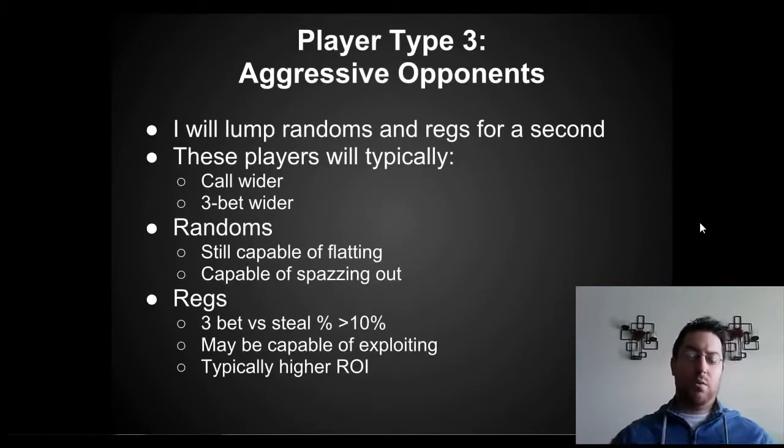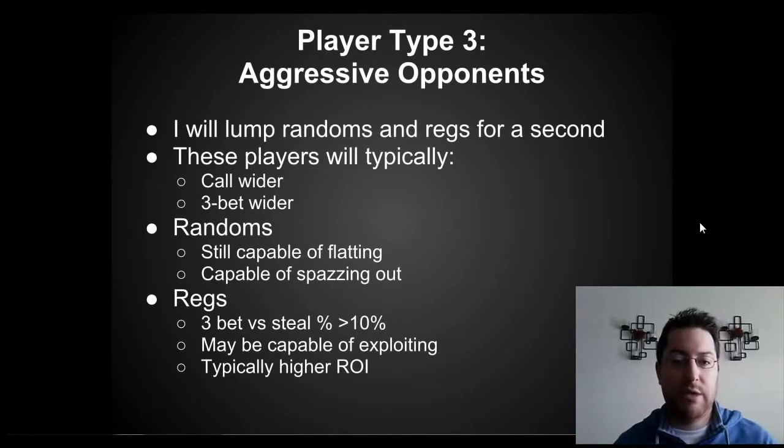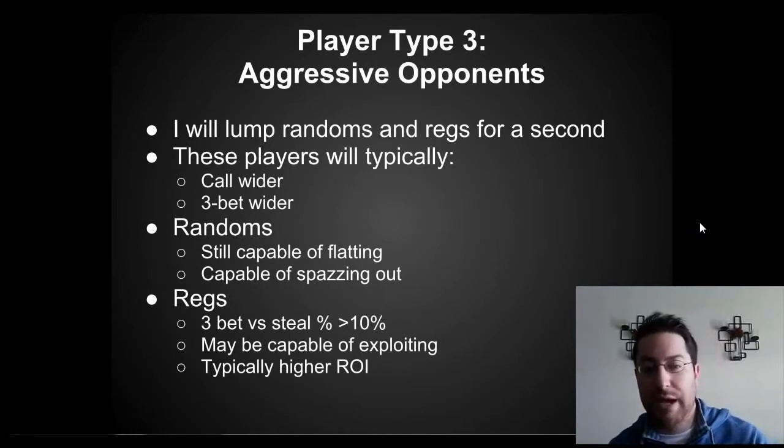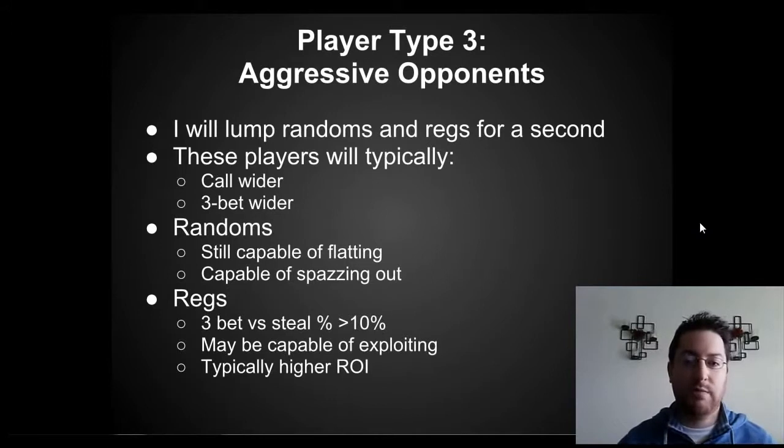Now, another type of opponent. We did an ABC reg, your tighter opponents. We did the loose passive player. Let's get to some aggressive opponents. In general, aggressive opponents are the tougher ones to play against in the blind. For a second, I'm going to lump randoms and regs into this discussion, but we're going to separate each in a second.